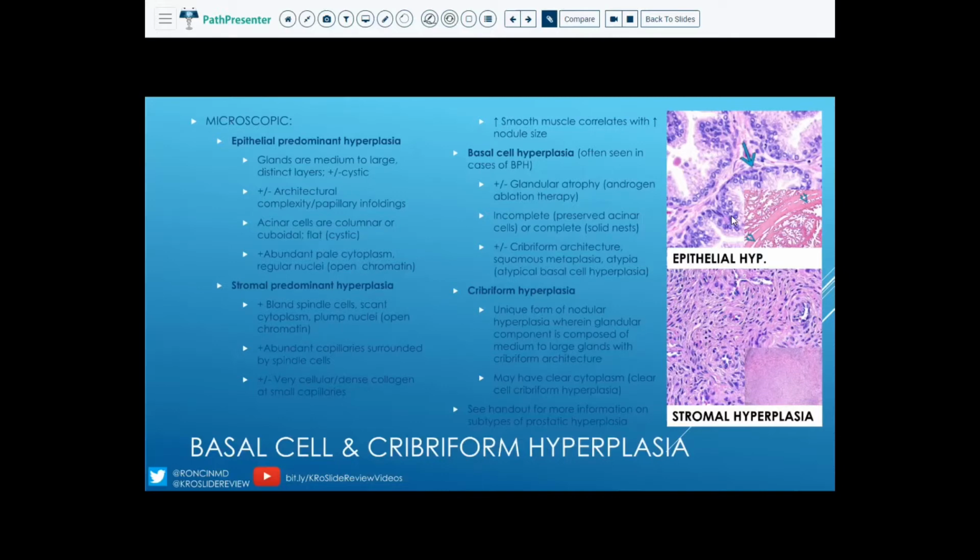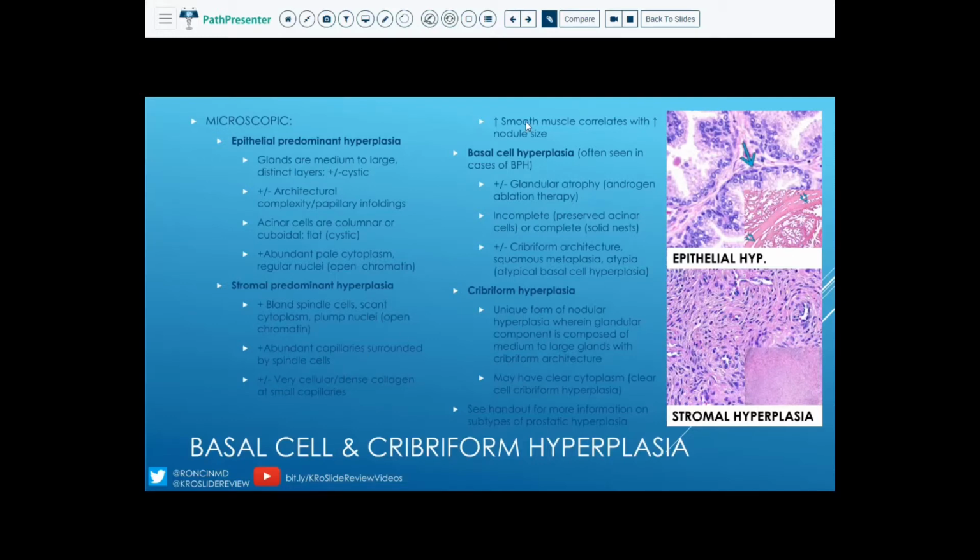Stromal predominant hyperplasia, which we didn't see, just tends to be this really cellular stroma that is bland. So even though there's a lot going on with it, we're not concerned that maybe this is sarcomatous or anything like that. And you tend to see a lot of capillaries, and these capillaries will all be surrounded by the spindle cells as well, including the very small capillaries, which will also have collagen or cells around them.